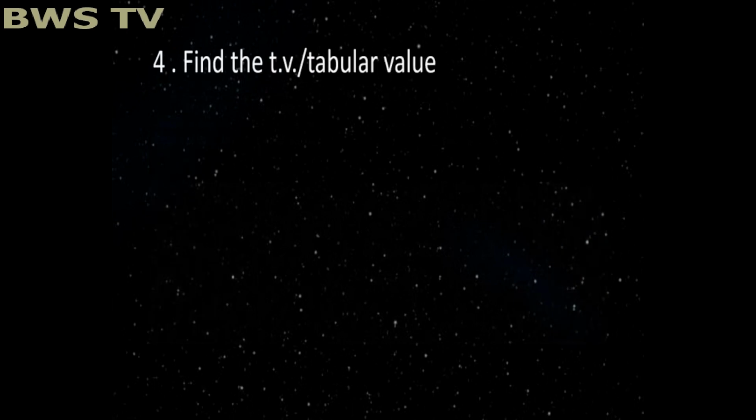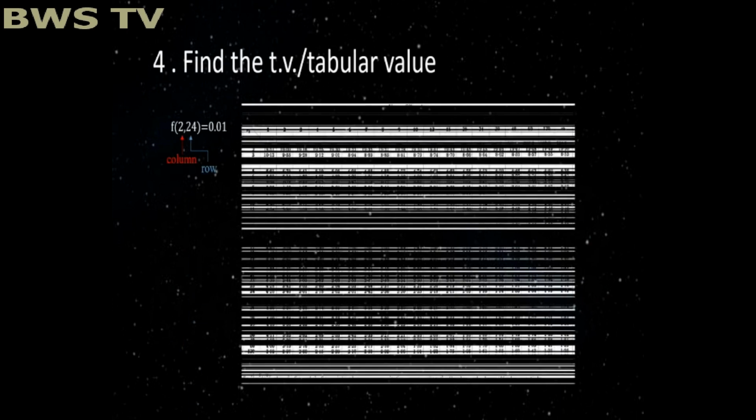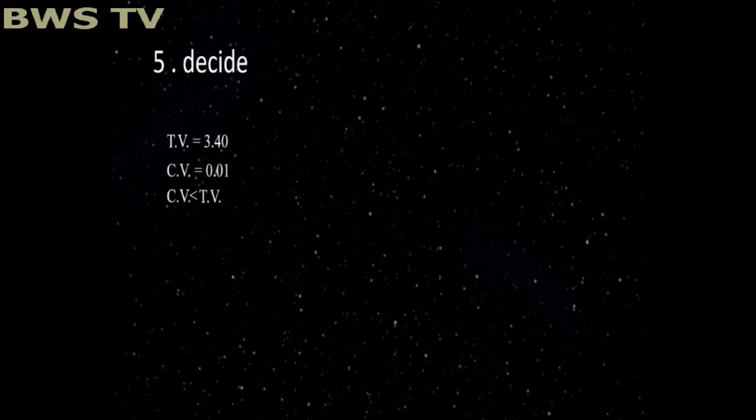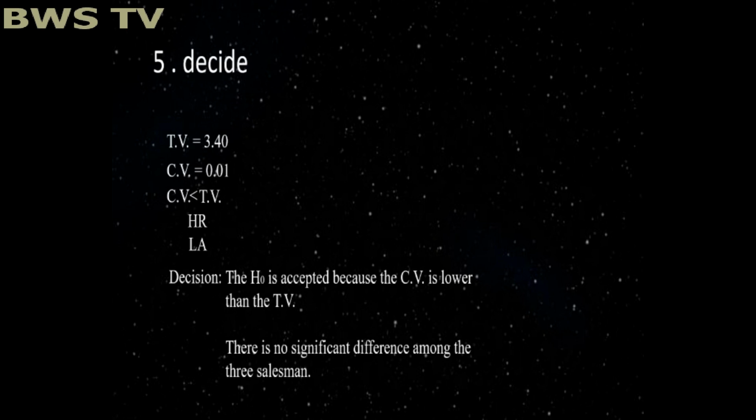Let's now look for our tabular value. We have column 2 and row 24. We have 3.40 because it's the intersection of the column and row. Now let's decide. We have the TV of 3.40 and the CV of 0.01. Let's compare both of them and apply the HRLA. Since TV is higher, the decision is that the HO is accepted because the CV is lower than the TV, and there is no significant difference among the three salesmen.